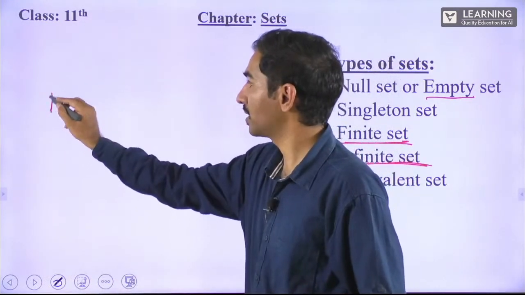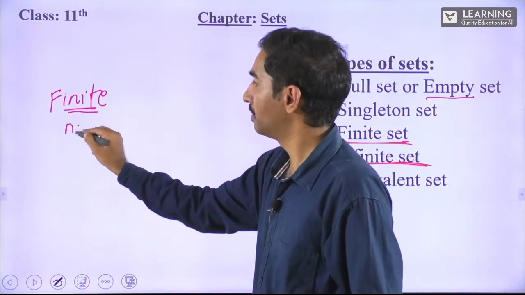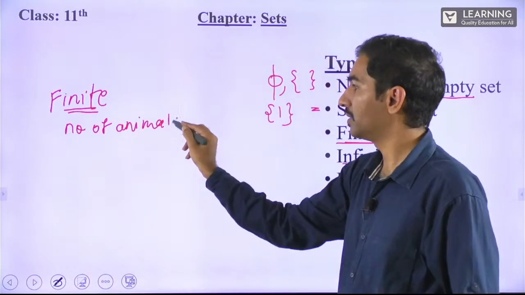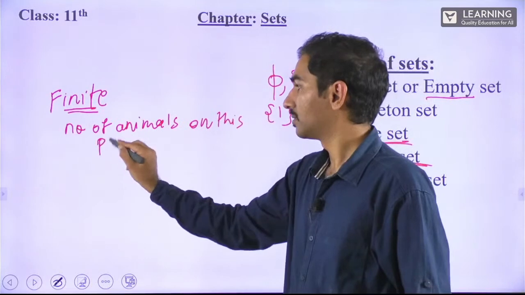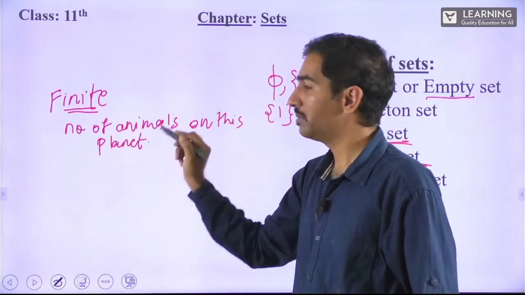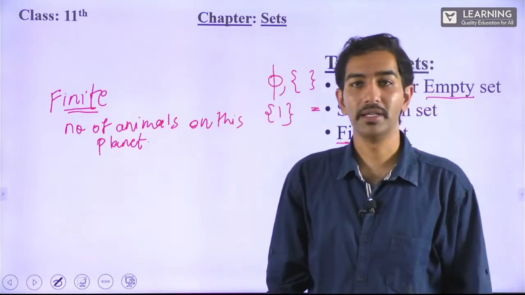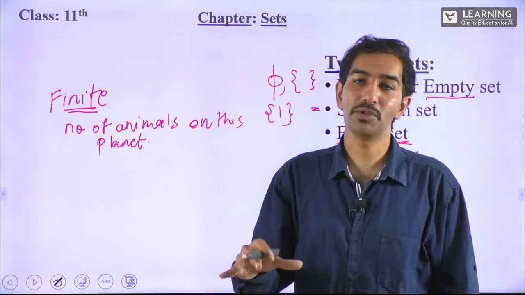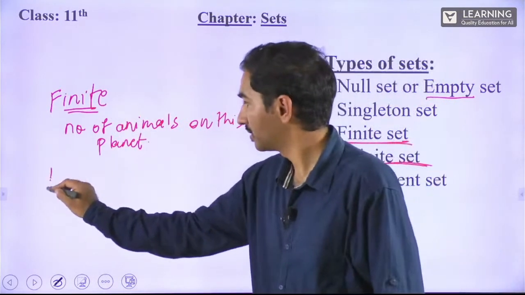Finite set, for example. Let us take an example of a finite set. Number of animals on this planet. There are many animals, many countries, okay. But you can count them, right? It is not infinite, it is countable. So that is called a finite set.